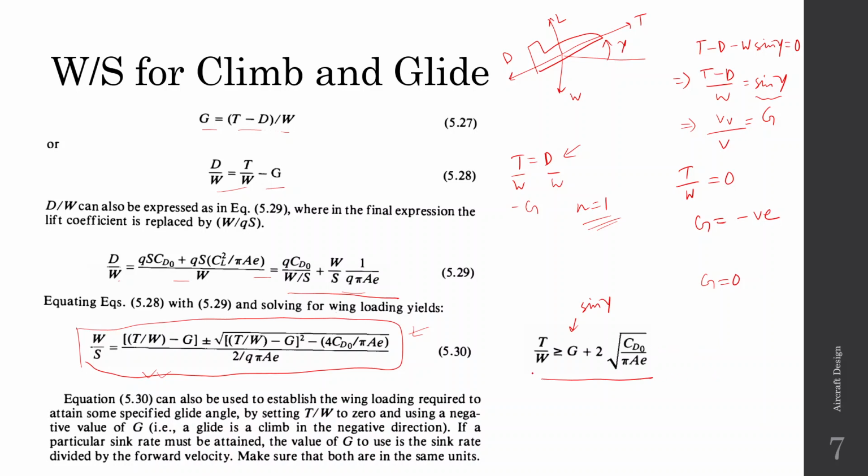So we have actually derived this relationship in another way also. If you remember, you can write this equation, and then from here if you divide by T by W, you get T by W equal to sine gamma plus 1 by L by D. So from this relationship also you can see that the thrust to weight ratio has to be at least sine gamma. It has to be more than sine gamma. So you can see that both approaches give the same kind of relationship.